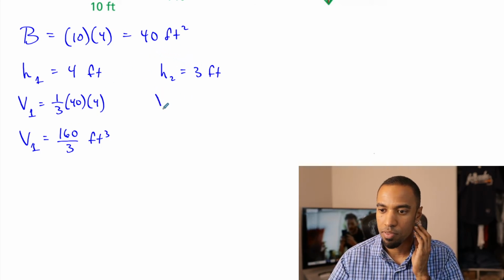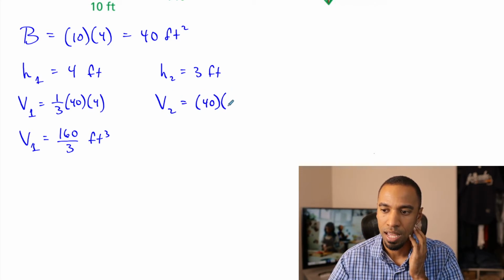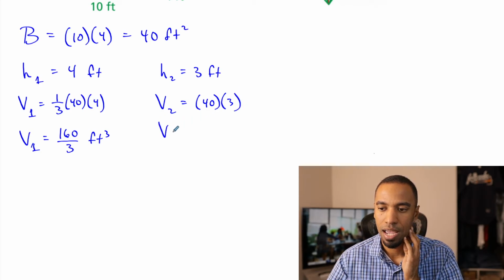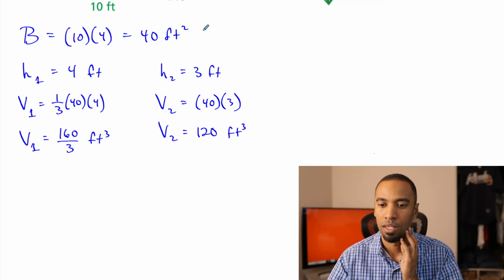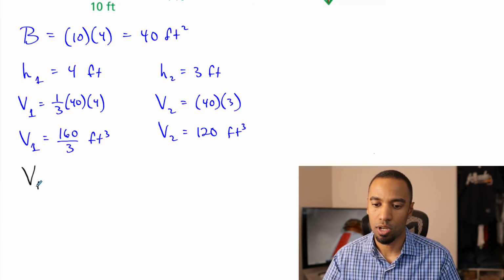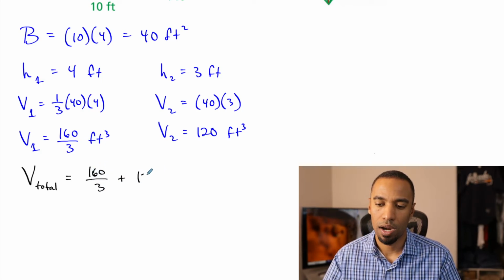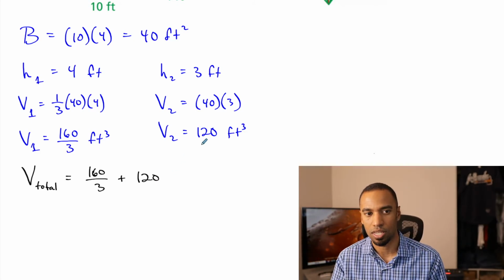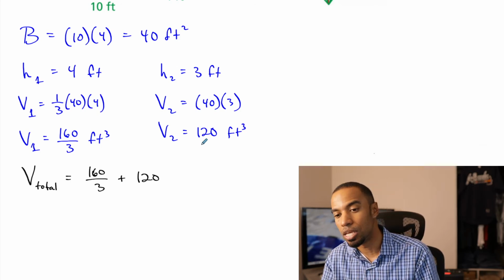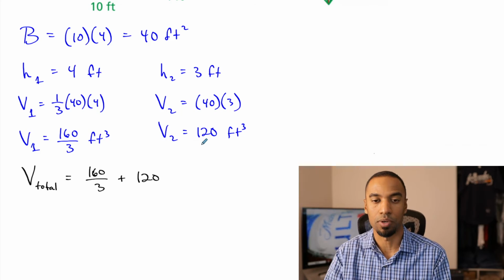All right, now the volume of the second one here is just area of base times height. That's just 40 times this 3 right here. And that's going to be 120 cubic feet. The volume of the total thing is going to be volume 1 plus volume 2. So we're going to be adding 160 thirds with 120. Now, I'm not asking you, again, to get an exact answer. In this case, I am asking you to round to the nearest hundredth. This is where we use the calculator, and we allow the rounding after we compute it through the calculator.